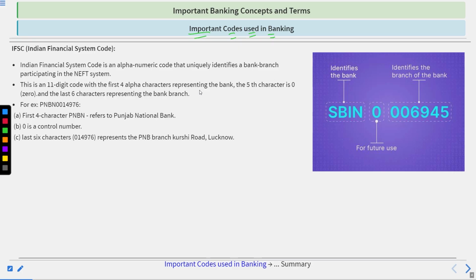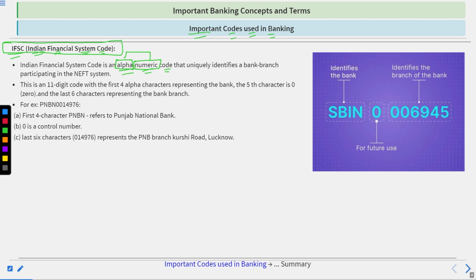Okay. So the first code that we are going to see is the IFSC, Indian Financial System Code. Almost all of you have gone through it; most of us have heard this name. So what is the Indian Financial System Code in actual? What do you mean by this? The Indian Financial System Code is an alphanumeric code. Alpha means using the English alphabets, and numeric means using numbers.